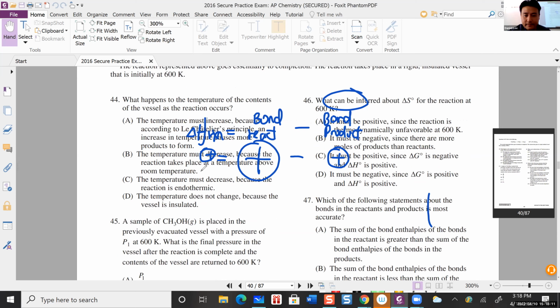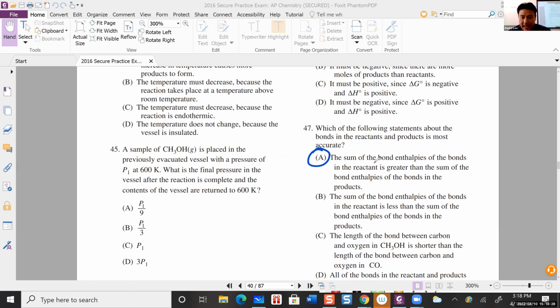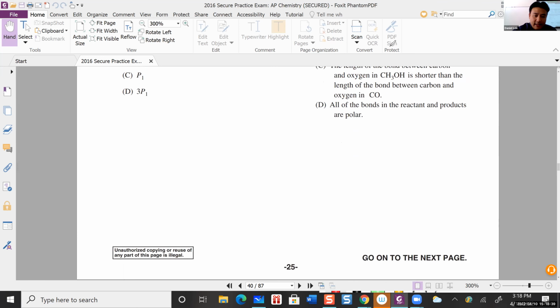If you look at 47, okay. If you look at choice A, the sum of bond enthalpies of the bonds in the reactant is greater than the sum of the enthalpies of the product. Yeah, that's the answer, okay? So choice A tells you that this is endo. B is exo, has nothing to do with the length of the bond. It has to do with the bond energy, right? To find the delta H. That's 47. And let's look at 48.